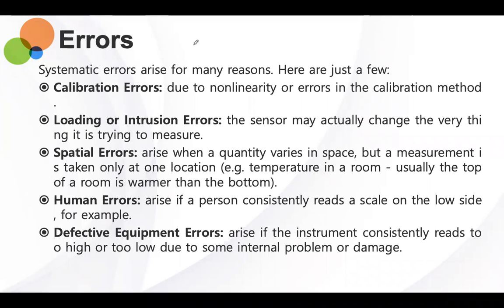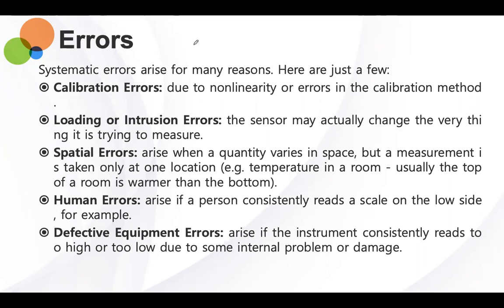And also, if we're using zinc roofing and the sun is directly on top of the roof, the place will get hot from the hotter sections of the roof. All right, so we have human errors, which arise if a person consistently reads a scale on the low side, right?